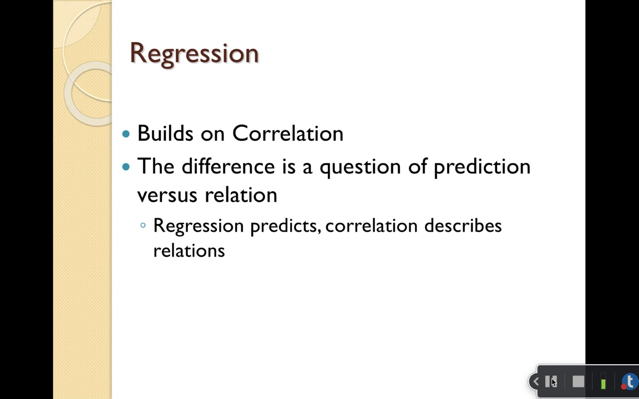Welcome. We're going to continue on by talking about regression, so chapter 13 in your text. And as I alluded to before, regression is really building on correlation as a concept. The main thing is when we talked about a correlation before, we talked about an association between two variables. When we talk about regression, we're talking about this idea of prediction. So regression predicts, correlation is simply describing a relationship.